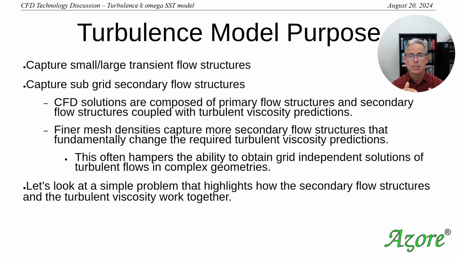Basically, finer density meshes capture secondary flow structures that fundamentally change the required turbulent viscosity predictions. And this often hampers the ability to obtain grid-independent solutions of turbulent flows in geometries that are quite complex. Because if the geometry is complex, the more fidelity you add to your mesh, the mesh density gets finer and finer. All of a sudden, these flow structures are not approximated by the turbulent viscosity. They're actually captured by the mesh topology and your solution.